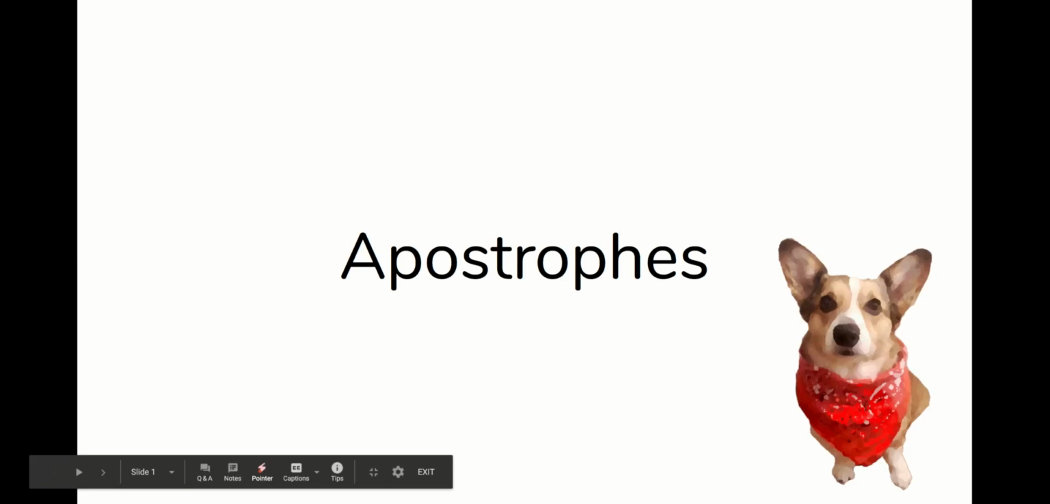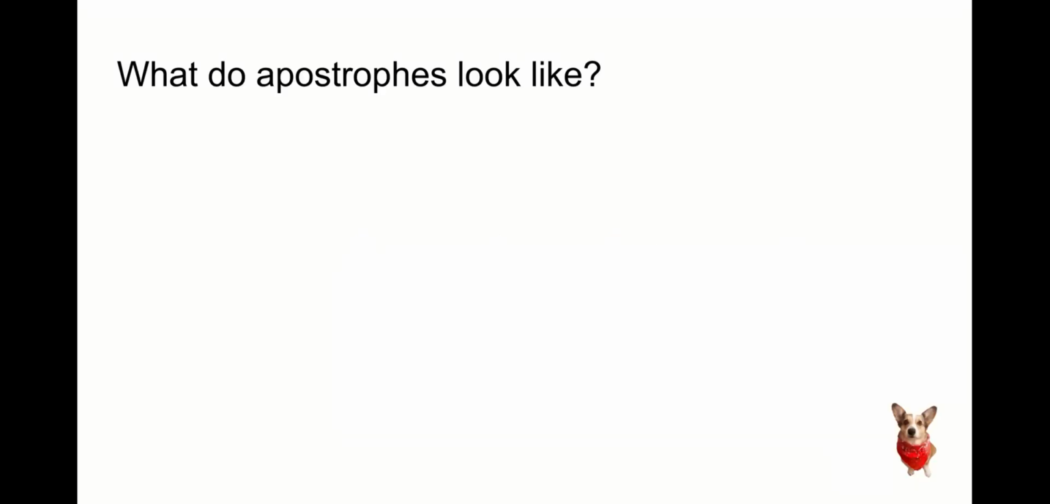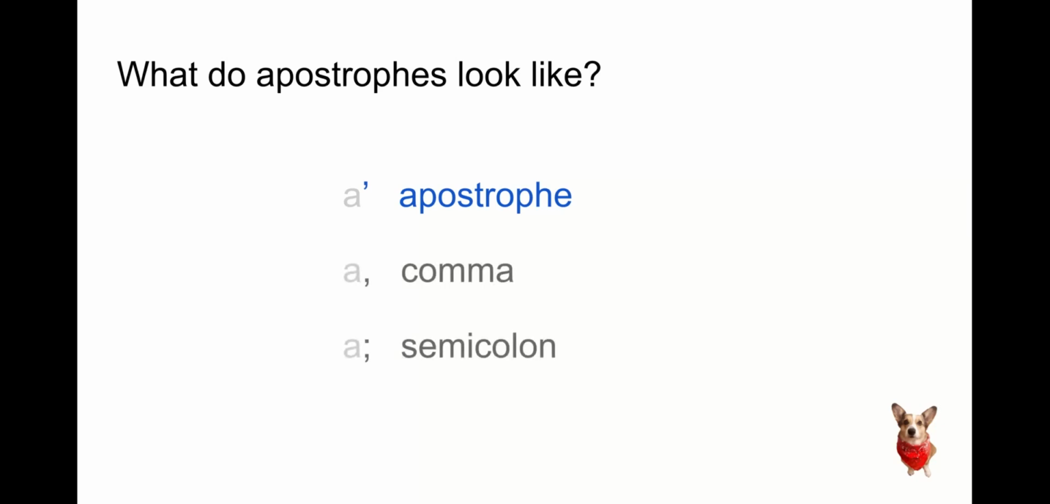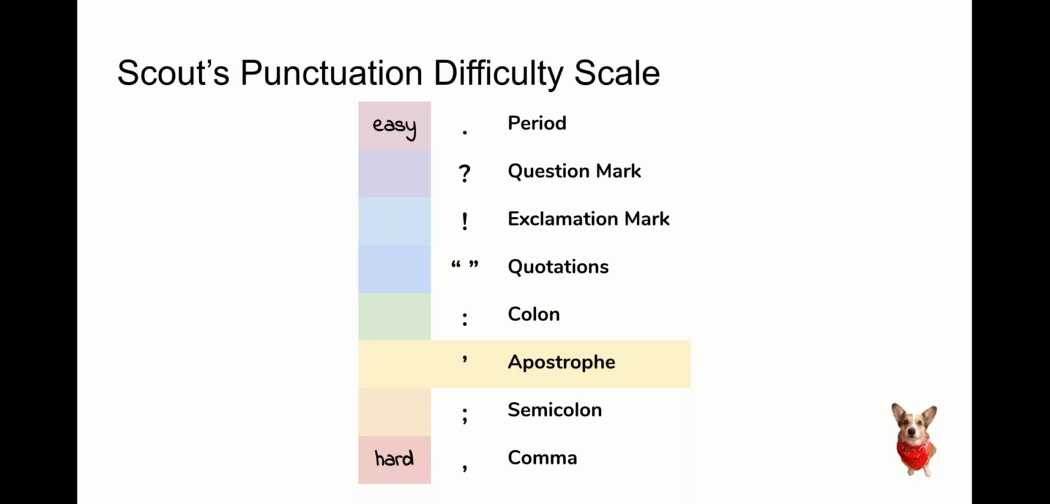Today we're going to talk about apostrophes. So what do apostrophes look like? Apostrophes look like a comma that's floating a little bit in the air, similar to the comma but up higher, not a semicolon. On Scout's punctuation difficulty scale, apostrophe is closer to the bottom than it is to the top, right underneath the colon and above the semicolon.